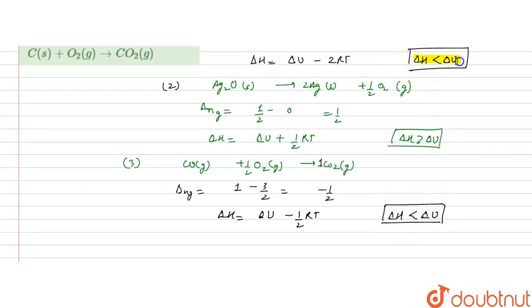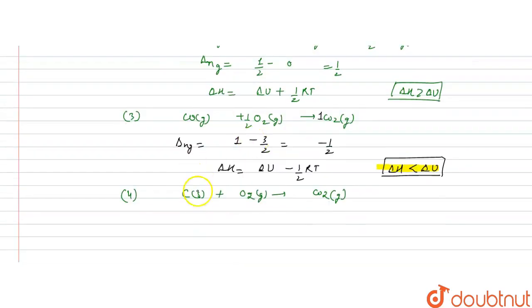So this is for this reaction and for this reaction. Now the last, the D option, is carbon solid plus oxygen gaseous forming CO2 gaseous. Now if we see for this reaction, delta Ng would be 1 minus 1, it means this is equal to 0. So for this reaction delta H will be equal to delta U, not less than delta U.